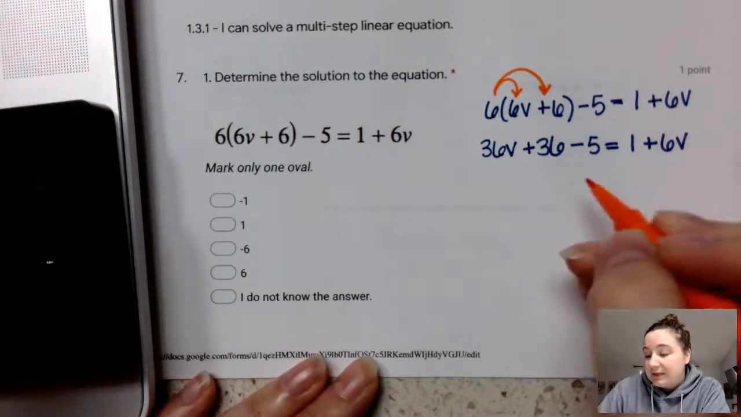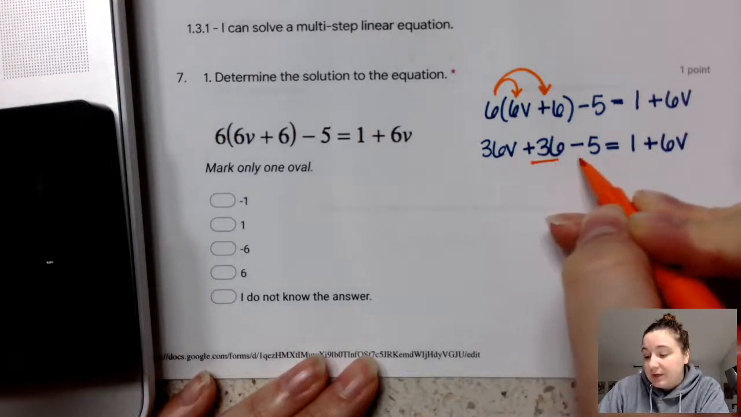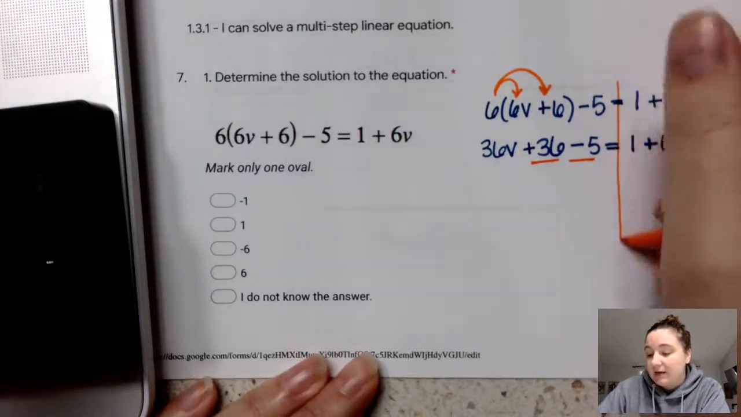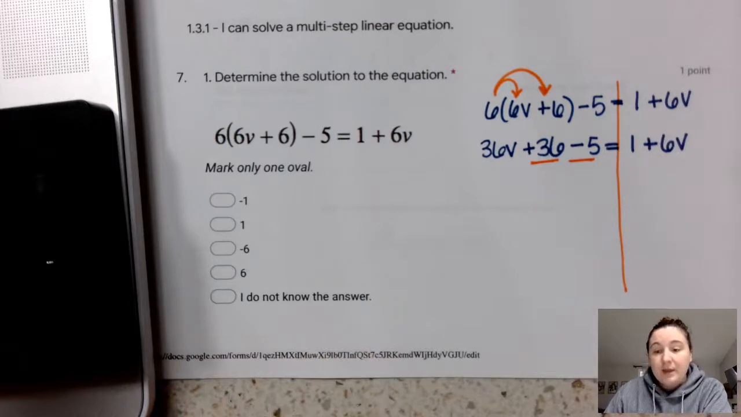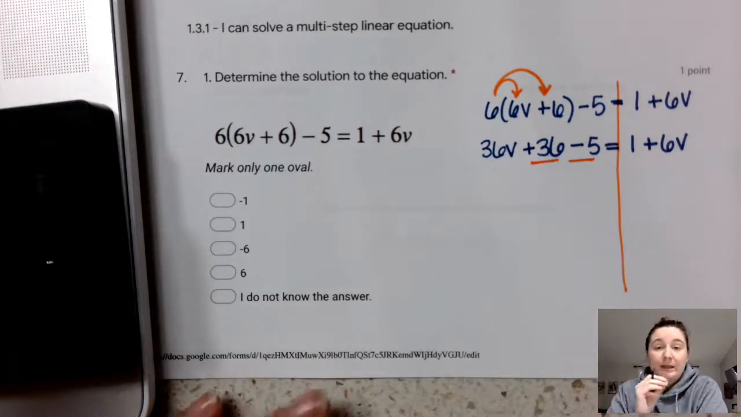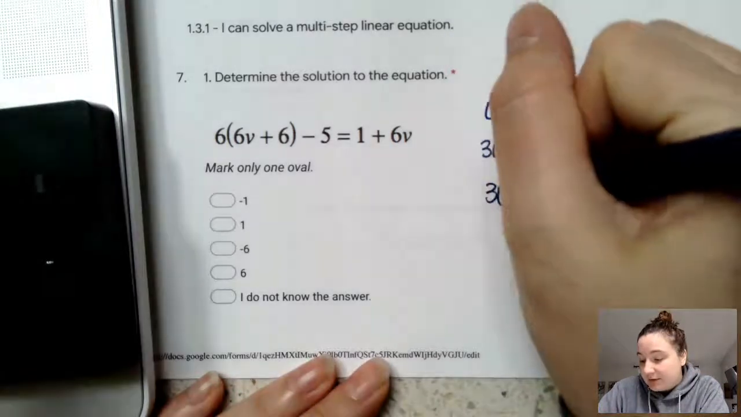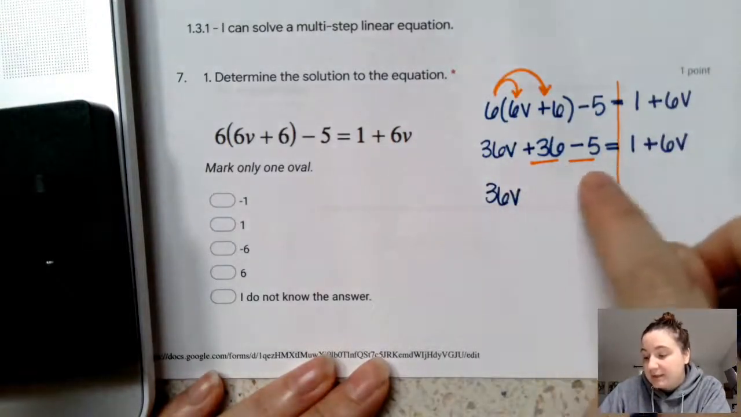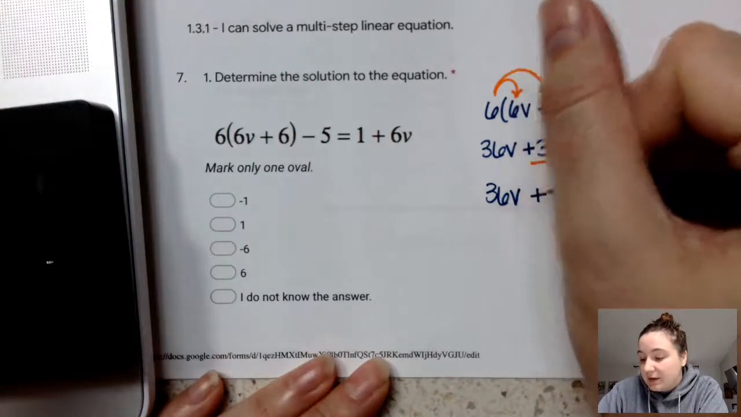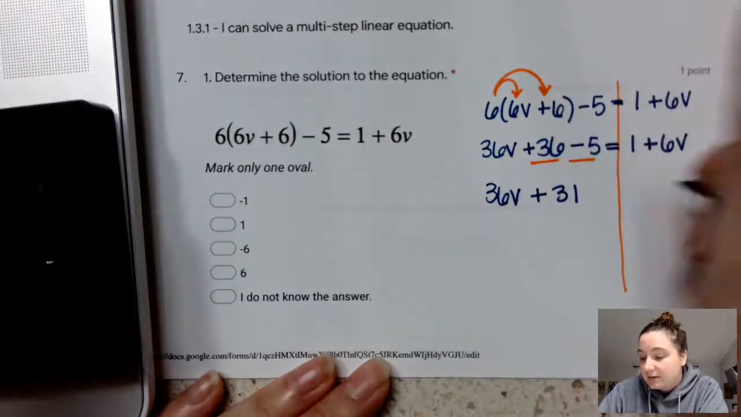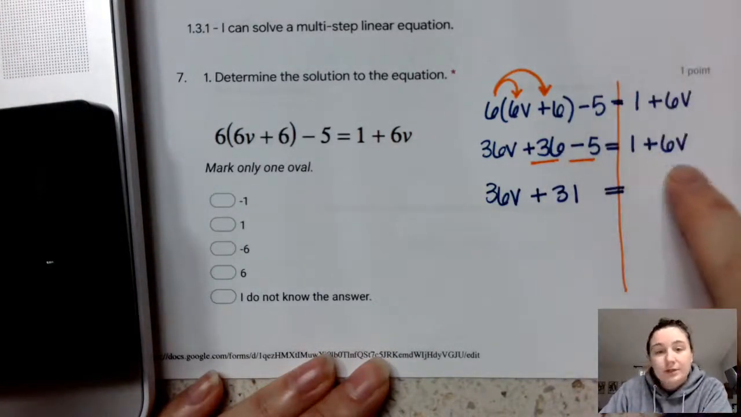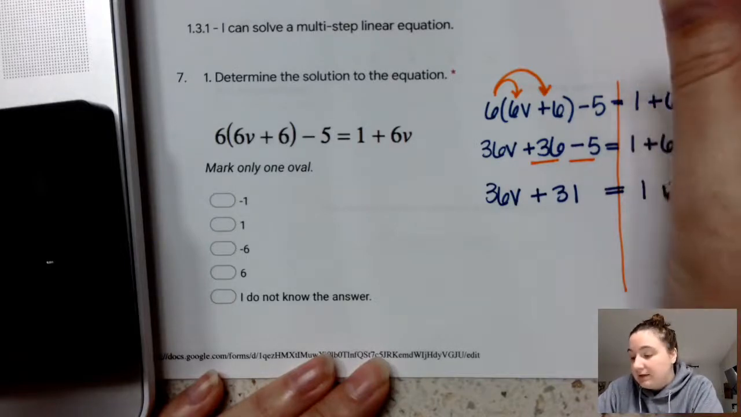So I noticed that there are like terms right here on the same side of the equal sign. And when we have like terms, we can just go ahead and combine them to make our life a little bit simpler. So I'm going to have 36v, 36 minus 5 gives me 31. And then there's no like terms over here, so I'm just going to leave that how it was.